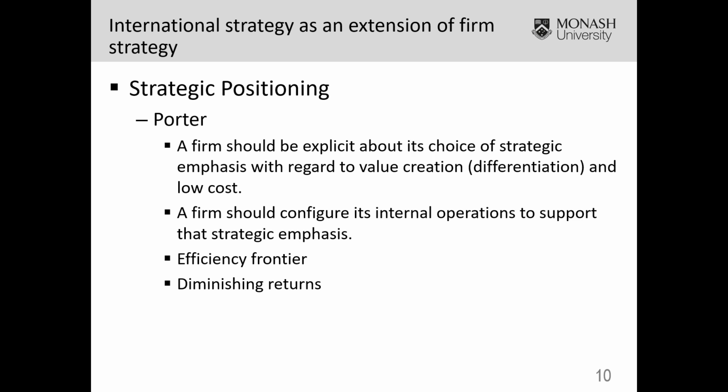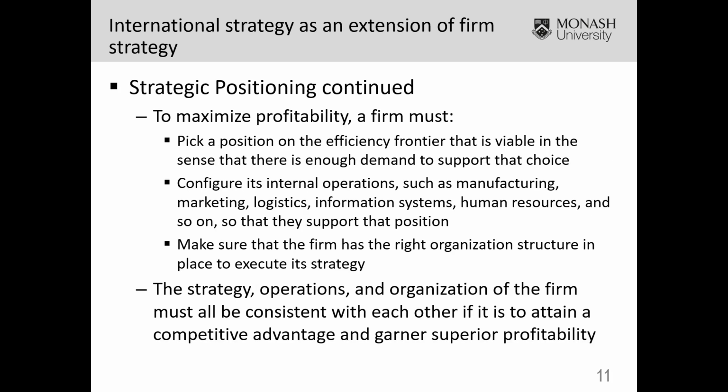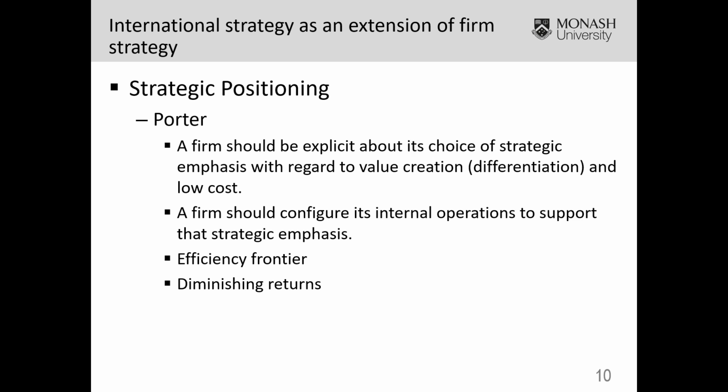Strategic choice, according to Porter, is limited by the internal operations of your firm. So you can do things within your value chain that ultimately can increase efficiency, but ultimately you'll have diminishing returns. One of the ways to deal with diminishing returns is to position your firm in a particular way.